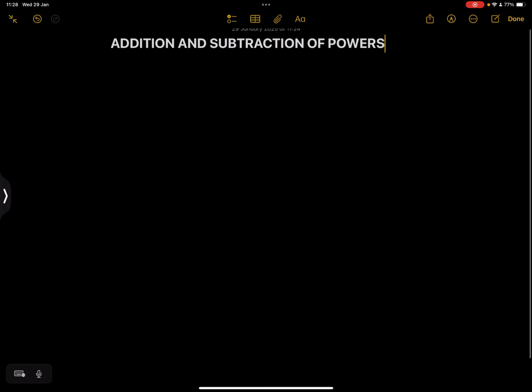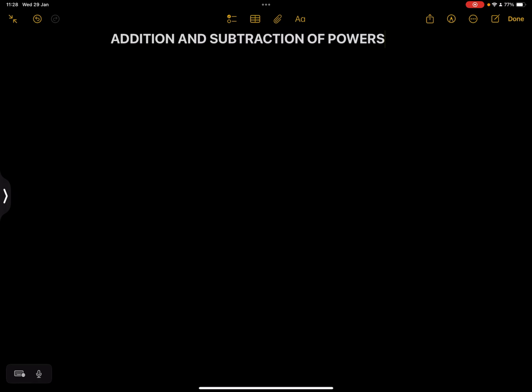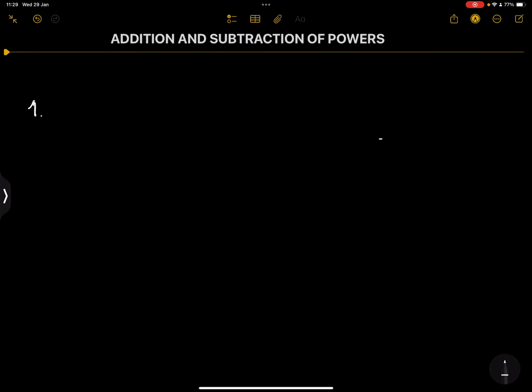And now let's talk about adding and subtracting powers with numerical bases. Firstly, there are several things that I want you to remember when it comes to this. Number one is that whenever you are adding or subtracting exponents, the first thing you're going to have to remember is applying factorization.